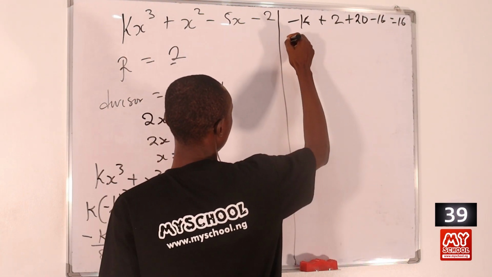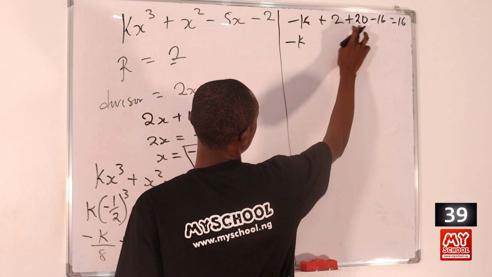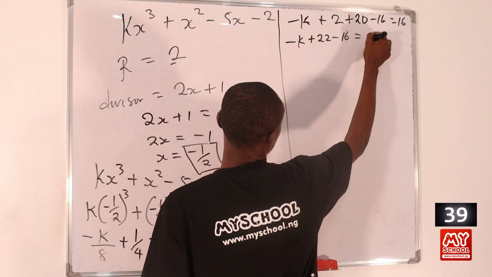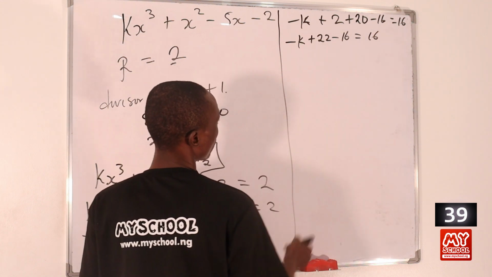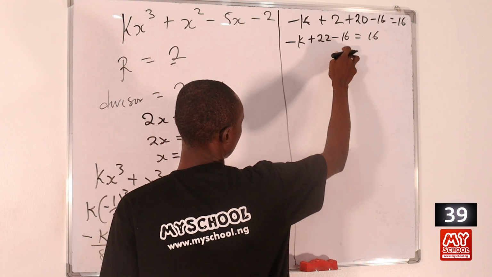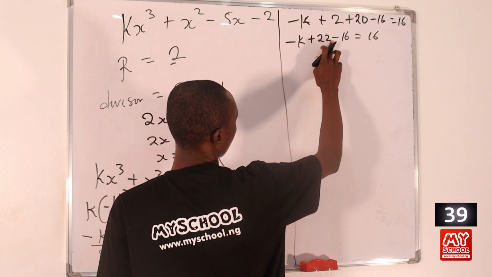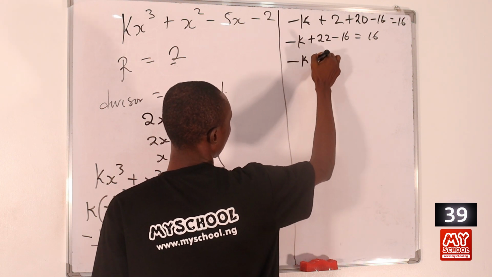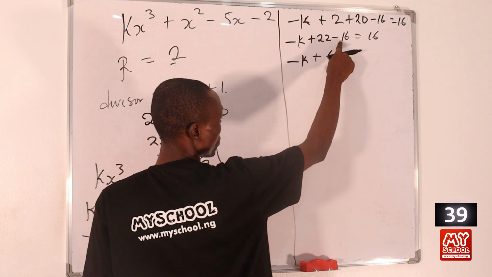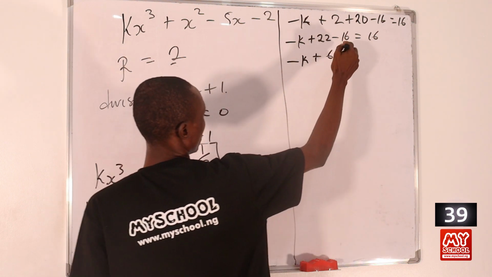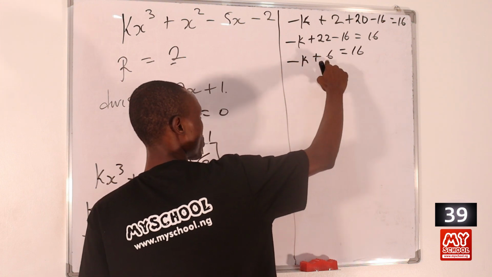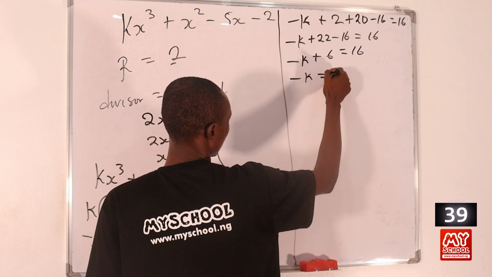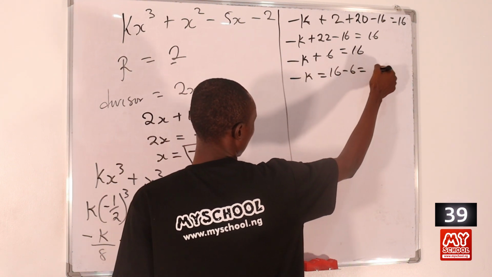Okay, so that minus k plus, so let's add these two together, plus 22 minus 16 is equals to 16. Okay, so if we move everything to the other side, so let's subtract here. So here we are having 22 minus 16, so you'll be having minus k, then plus 6, because 22 minus 16 is equals to 6, is equals to 16. So the next thing is just for us to move 6 to the other side of the equation, so that we'll be having minus k is equals to 16 minus 6, and that will be equals to 10, right?